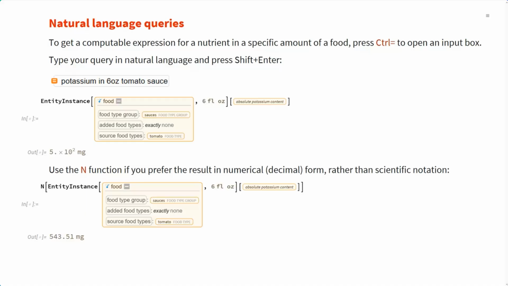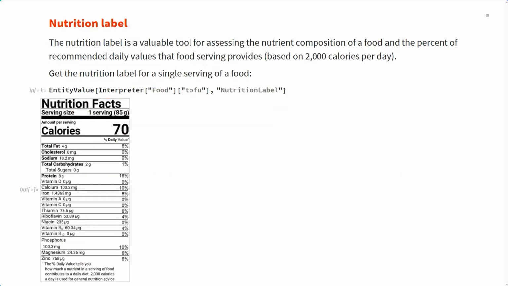So you can use Interpreter or you can use natural language to query all that data in the Wolfram knowledge base that represents almost 500,000 foods, which is fantastic, accurate and reliable data that we've curated from a wide range of reliable sources, including the USDA and the European Food Information Database.